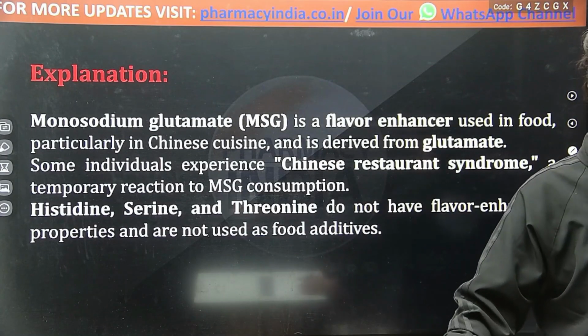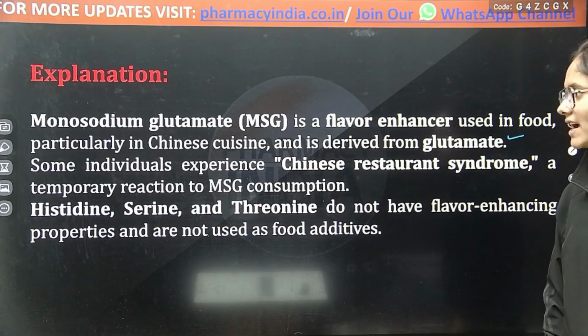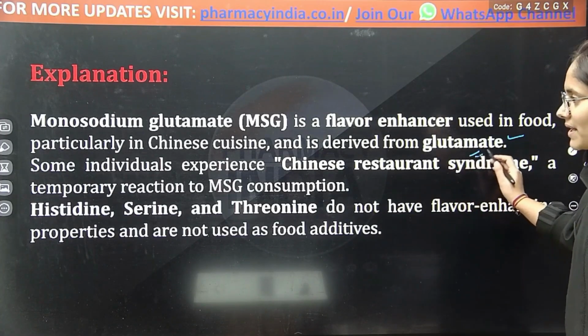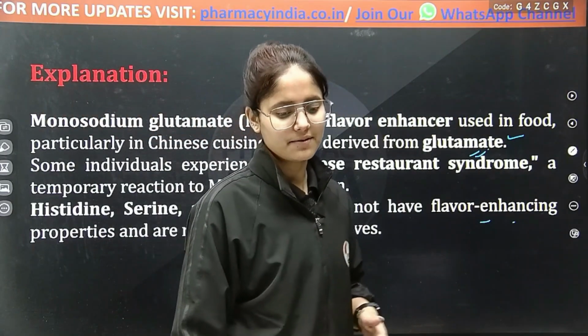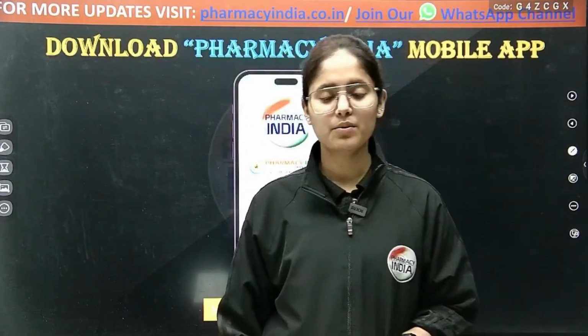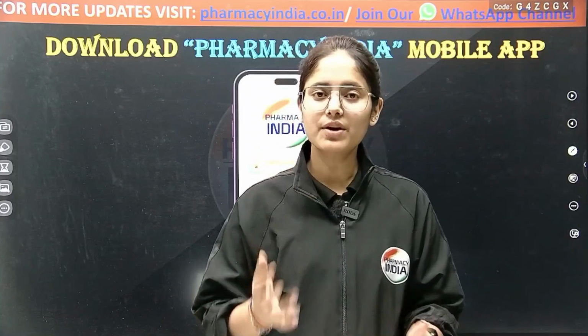Monosodium glutamate, that is MSG, is a flavor enhancer used in food, particularly in Chinese cuisine, and is derived from glutamic acid. Some individuals experience Chinese restaurant syndrome, a temporary reaction to MSG consumption. Histidine, serine and threonine do not have flavor enhancing properties and are not used as food enhancers or additives. Clear? So basically these are the most important MCQs of amino acids, which will be very important for your MRB Pharmacist exam.